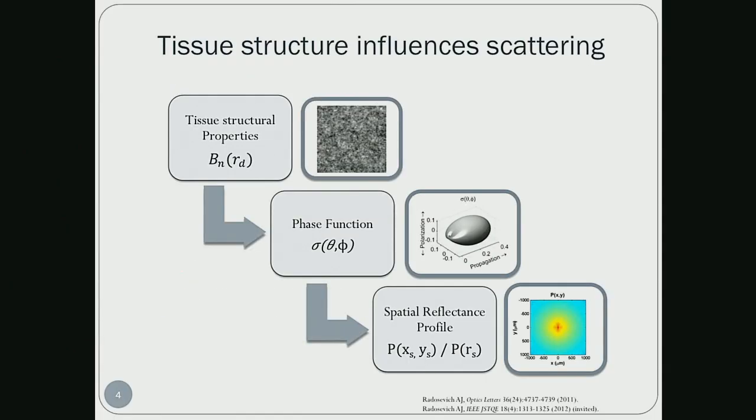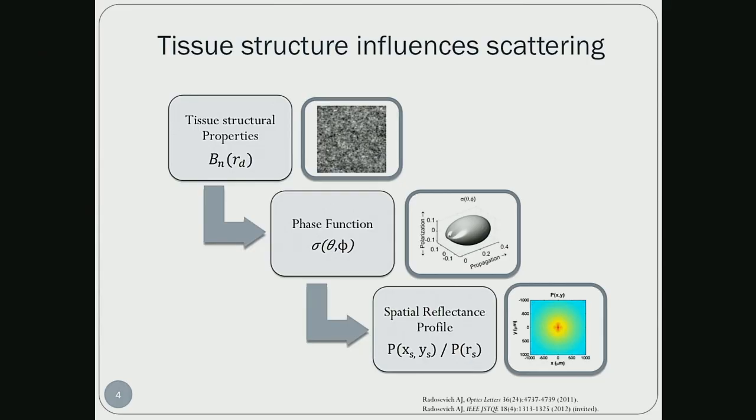When we think about scattering in tissue, where does it start? Well, it starts with the structures that actually scatter light. If we take the structural properties of tissue and, let's say, take the mass density distribution and take the autocorrelation function of that, represented here by Bn of R, this is analytically linked to the phase function through the first Born approximation, or the weak scattering approximation. It's a very simple process. It's just a Fourier transform.